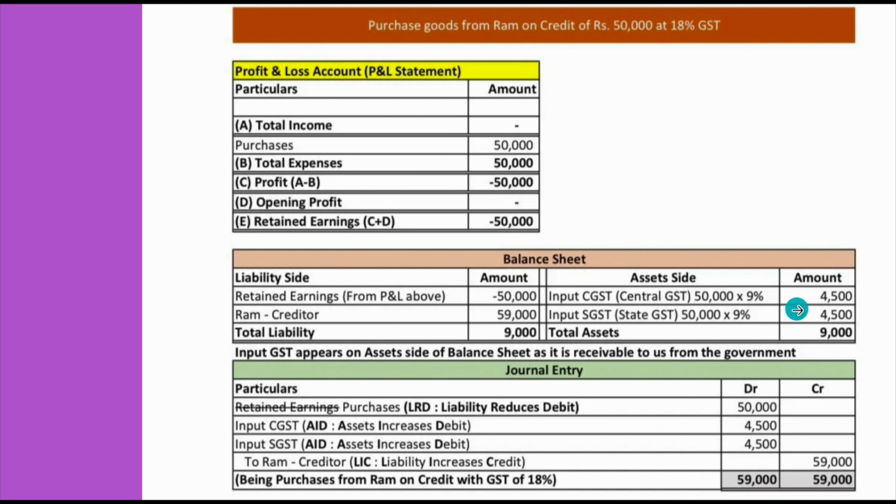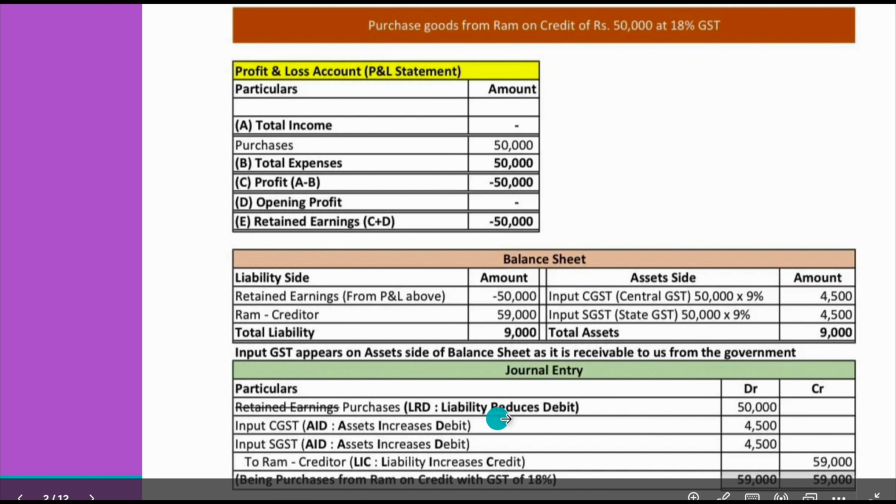As this 9,000 we have paid for purchases related to the tax amount and not the actual thing amount. Now let us pass the necessary journal entry. Retained earning is reducing by rupees 50,000. So the rule is LRD, that is liability reduces debit 50,000.